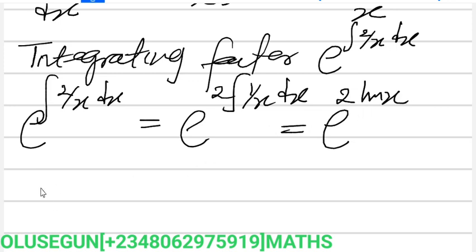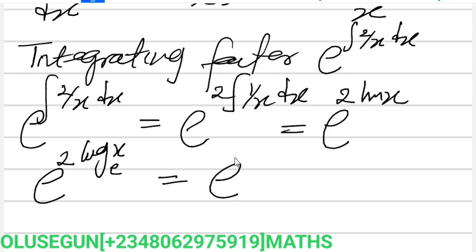So in writing the 2 ln x, you write it in logarithm form. We have exponential 2 log x base e. From the law of logarithm, it can also be written as exponential log x squared base e. And since the exponential is raised to the power of a log with the same base, all this value will become x squared. So that is just the value of the integrating factor.